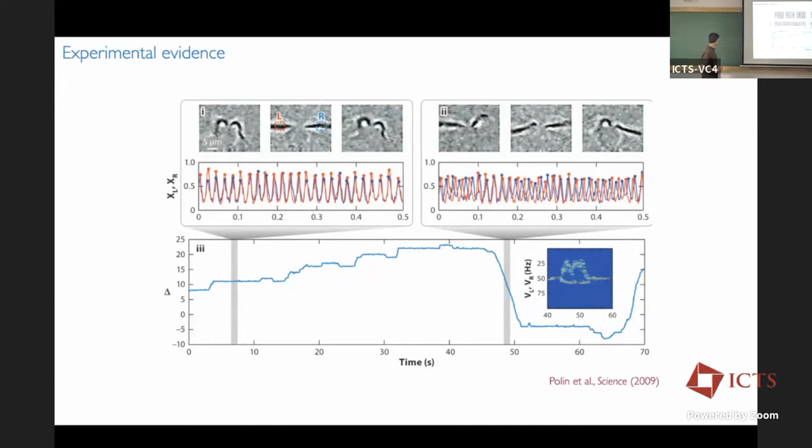If you try to measure something like this quantity alpha, which is the strength of coupling, how does it compare when you compare to actual experimental values? Unless otherwise there is no point in doing it. And what you're seeing over here is measurements over thousands of periods of beating of these two flagella, and you're plotting this delta, the phase difference. First thing you should notice is that this is a noisy system. This is not the perfect curve that you expect.